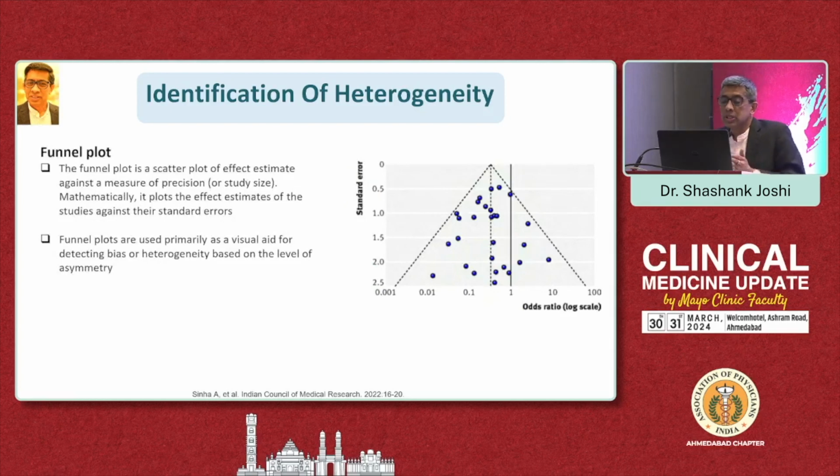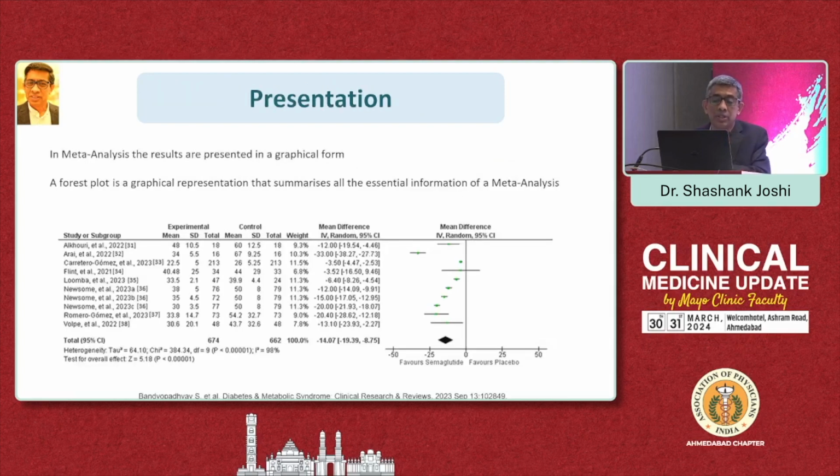The funnel plot is nothing but a scatter plot of effect, which actually is a measure of precision or study size, and it mathematically plots the effect estimates on standard errors. And usually these funnel plots are a very good visual aid for picking up bias or heterogeneity based on the level of asymmetry in the data.